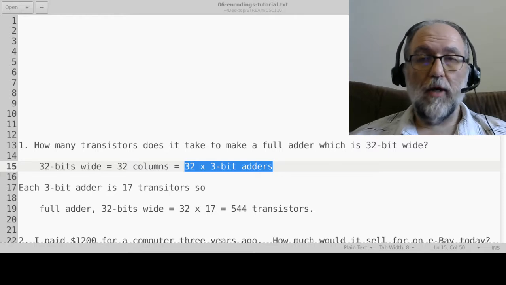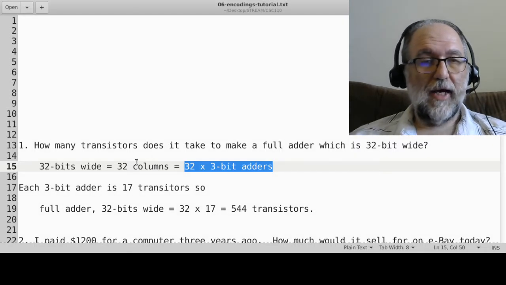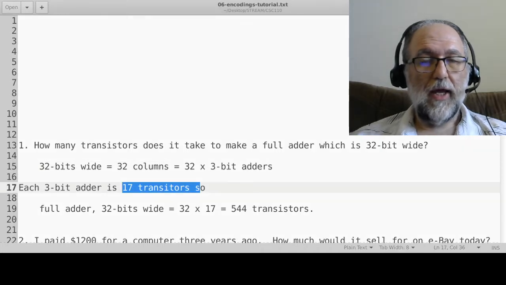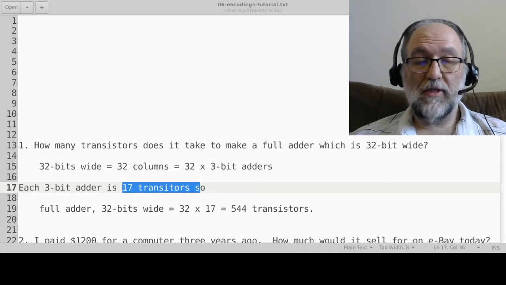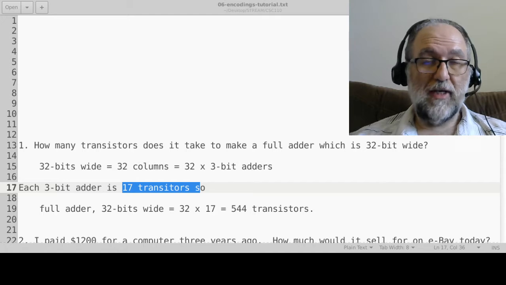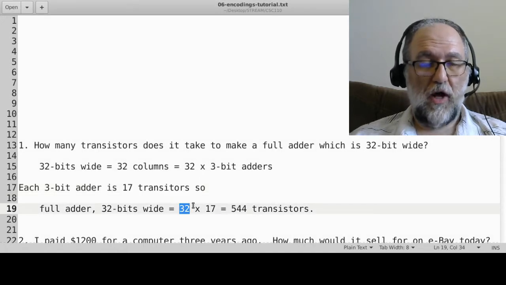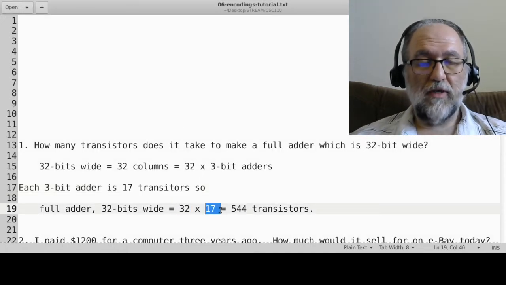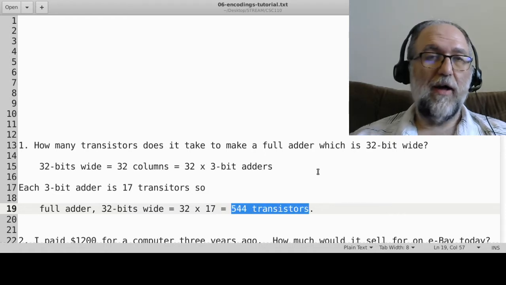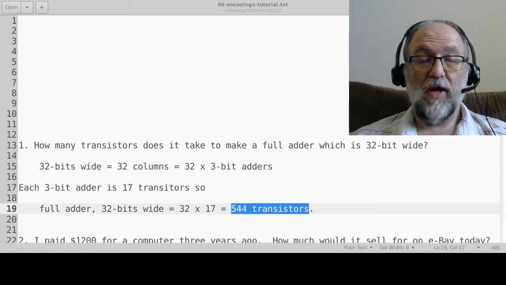Now if you go back to the lecture, you'll see that to make a 3-bit adder, it takes 17 transistors. And so you basically have 32 times 17 transistors, because you have 32 columns. Each column requires 17 transistors for a total of 544 transistors.